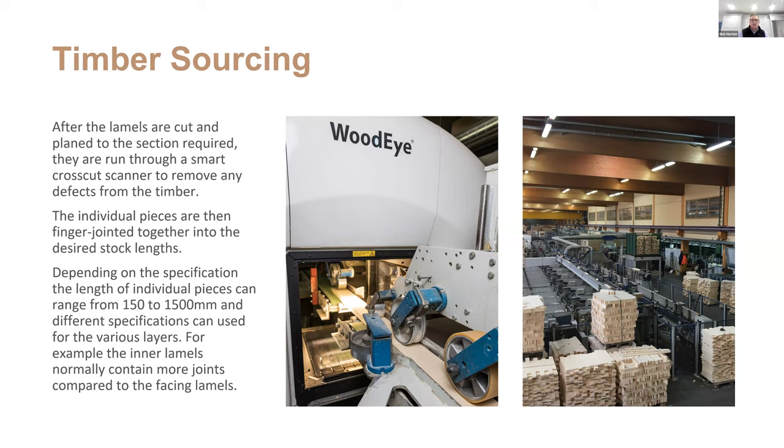They're put through a smart scanning cross cut, an automated process whereby there's a camera in that cross cut. Any defect that it sees, whether it be a knot, a resin pocket, a split, whatever it might be, it'll literally come down and cut it out, which falls into the tray below, and the piece continues through the process. You'll see on the right-hand side the billets of different length sections that come out of these long lengths. They can range anything from 150 millimeters up to 1.5 meters.